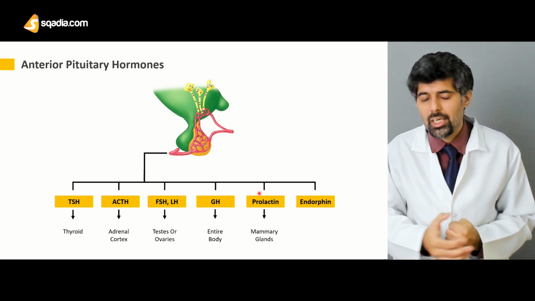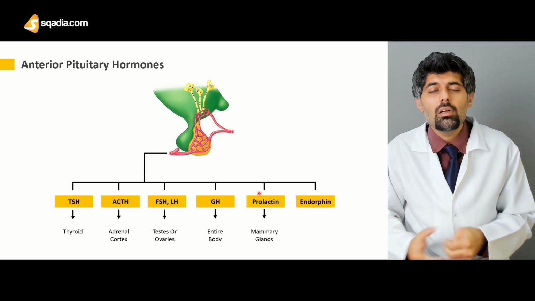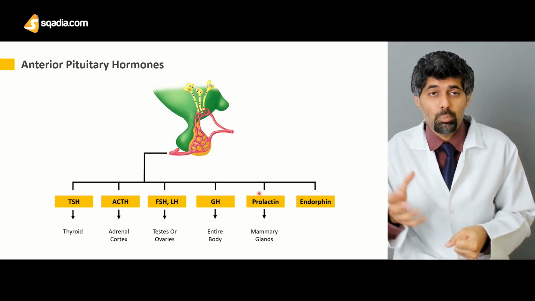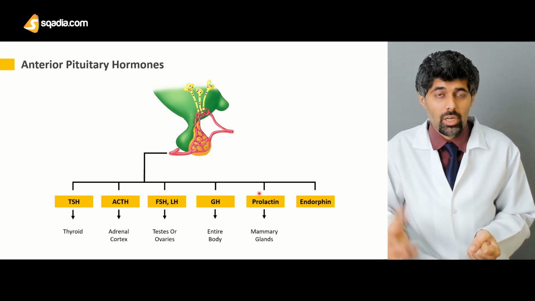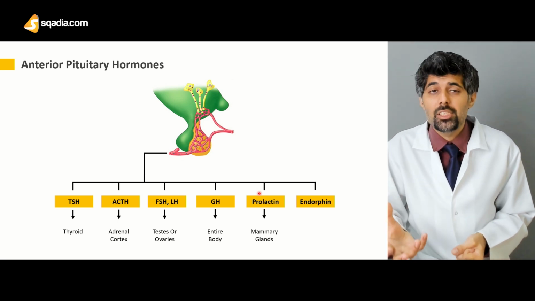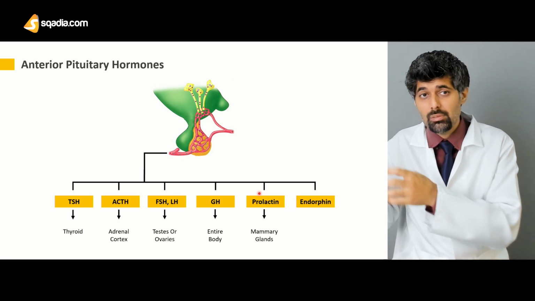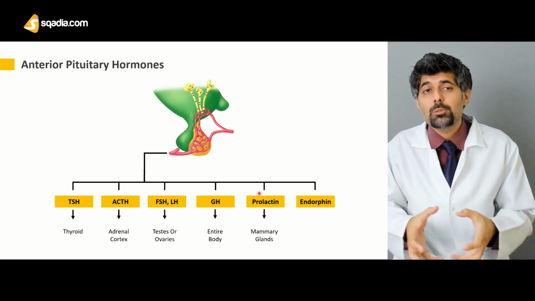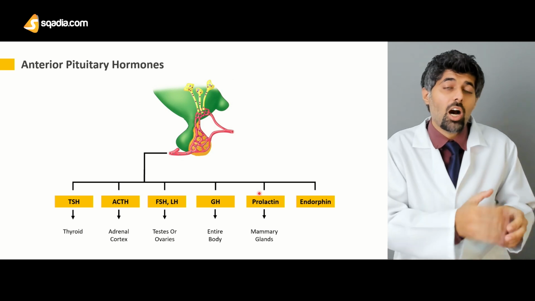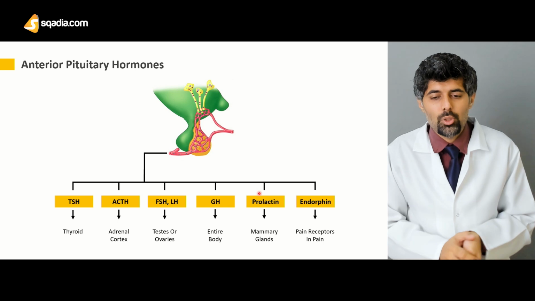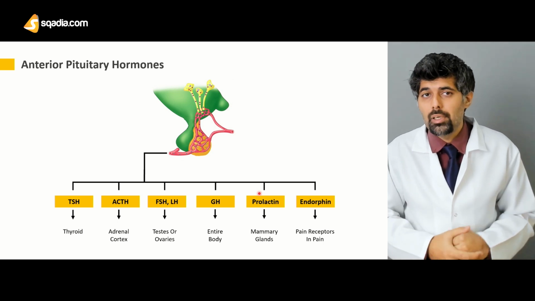Next is the prolactin. Now, prolactin, as the name says, is the one which controls both the growth and the structure of the breast in females, and it also controls both the production and the expression of the milk after the pregnancy. Last but not least is the endorphin.